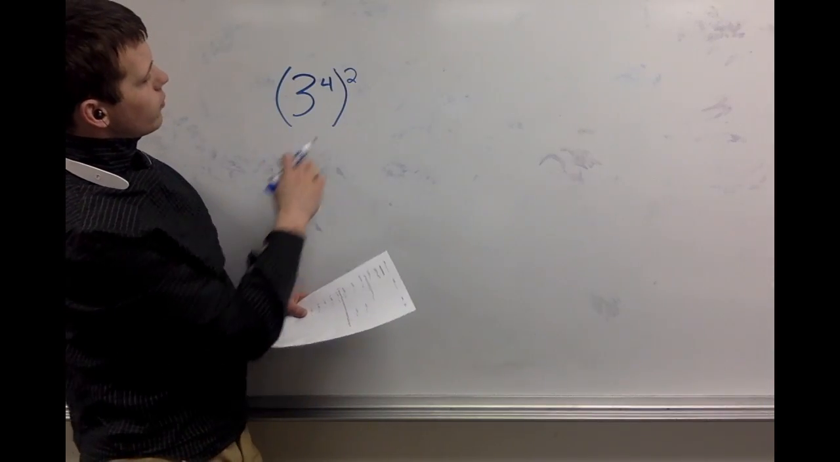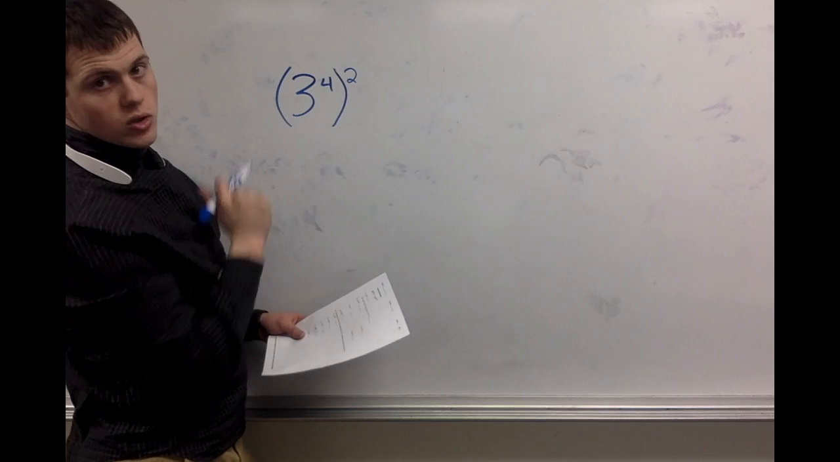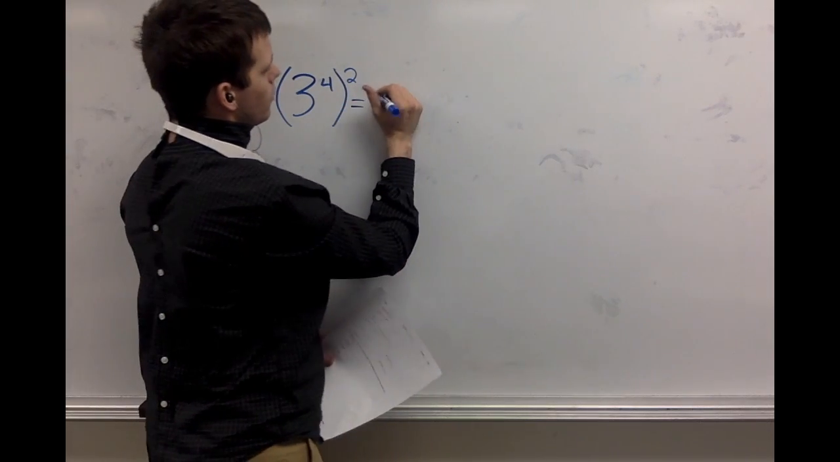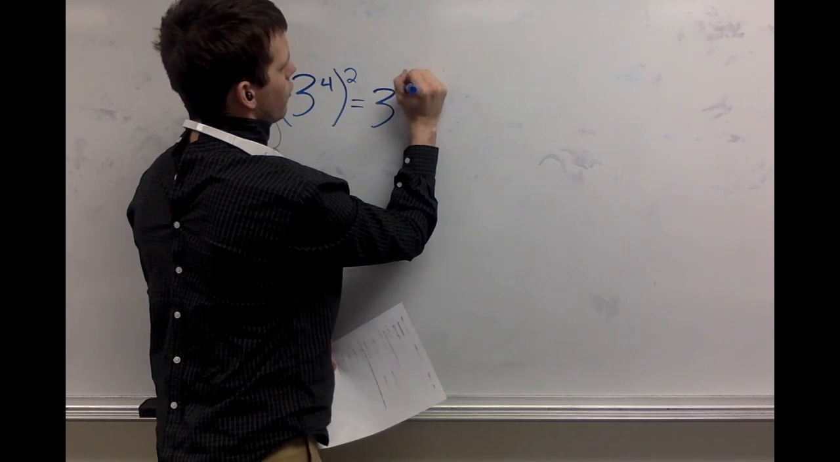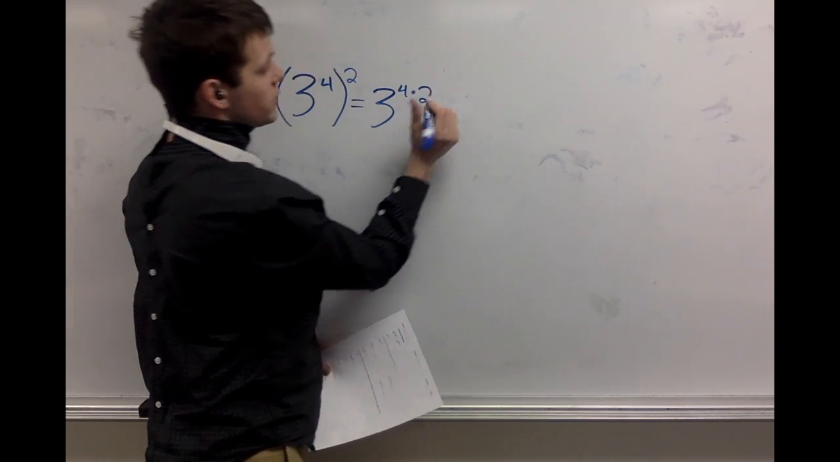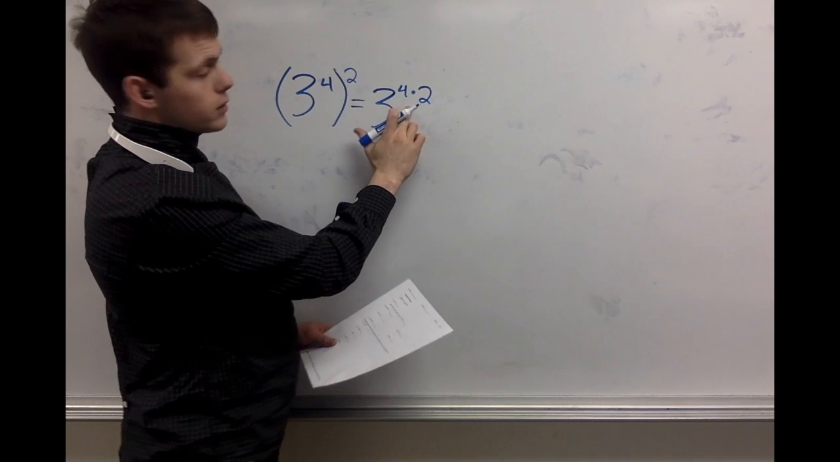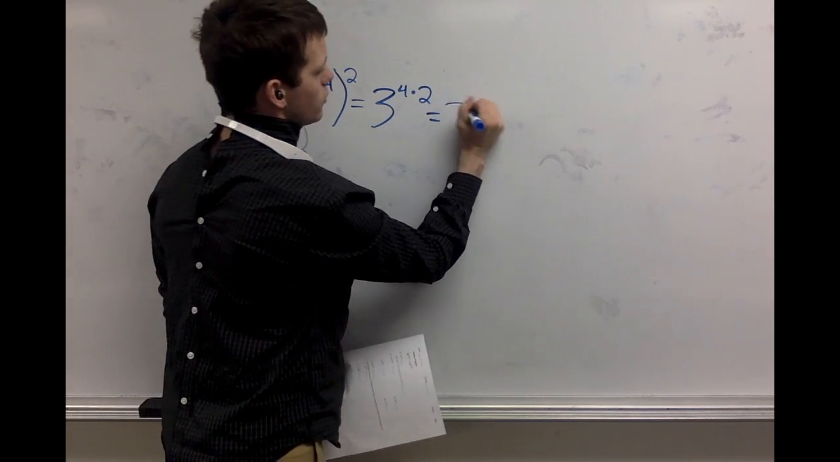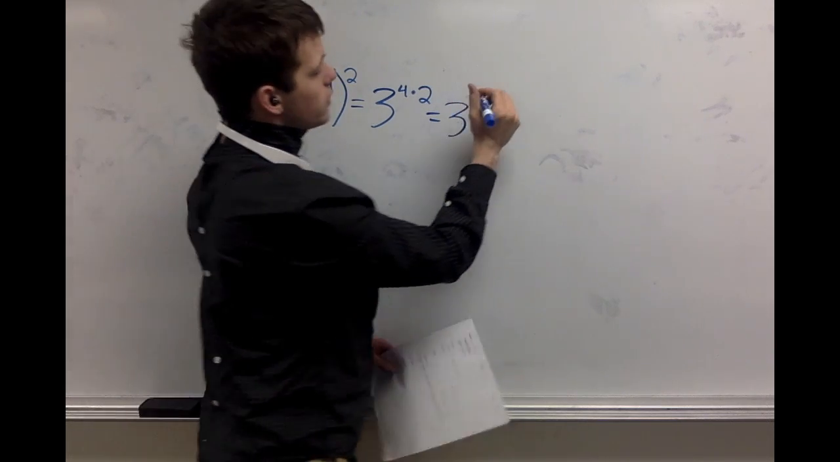So for the next problem, we have 3 to the 4th all squared. So in order to do that one, we take 3 to the 4 times 2, which is then equal to 3 to the 8th.